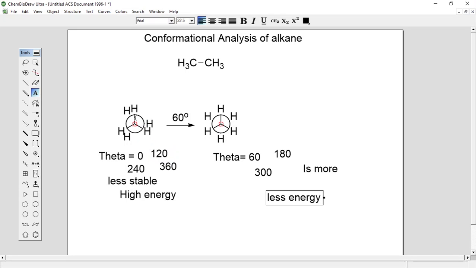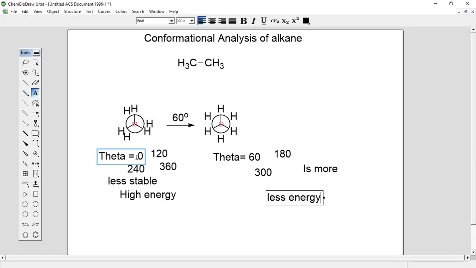So at 180, again you will get eclipse conformation. And when you rotate by 60, at 180-degree, you will get staggered conformation. Again, when you rotate by 60-degree, it will become 240, and at 240-degree, you will get eclipse conformation. Again, when you rotate by 60-degree, at 300-degree, you will get your staggered conformation.